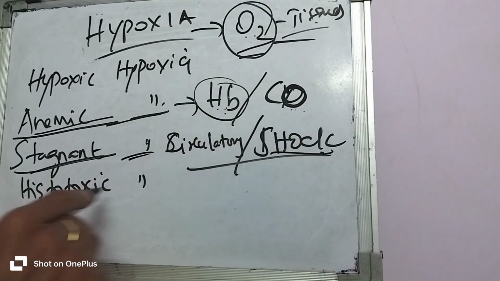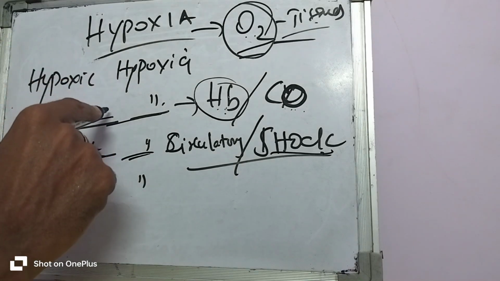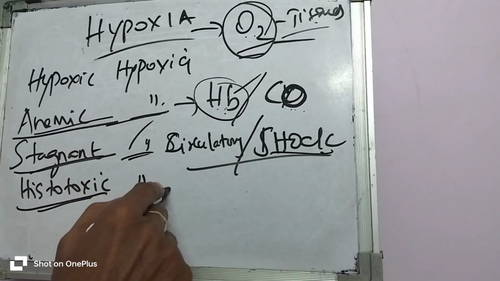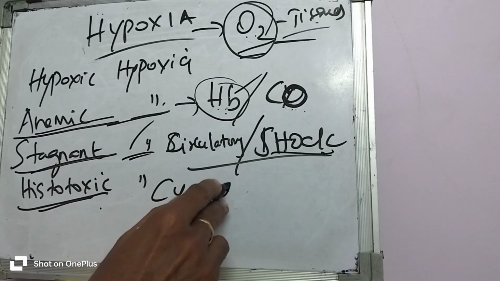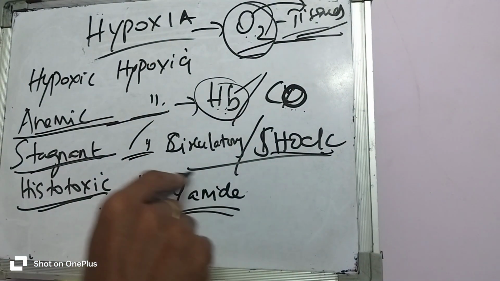The next is histotoxic hypoxia, where everything is okay: oxygen is entering the body, the hemoglobin is normal, and the blood flow is normal, but the tissue is poisoned, for example in cyanide poisoning. In cyanide poisoning, the tissue is not in a position to take up the oxygen. That is called histotoxic hypoxia.